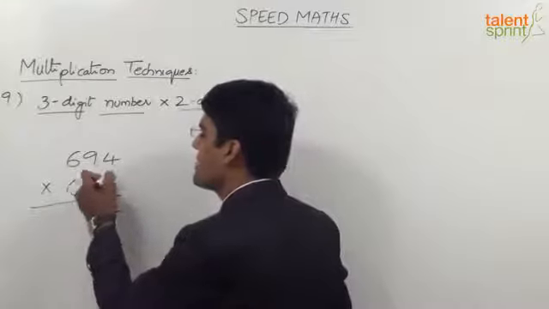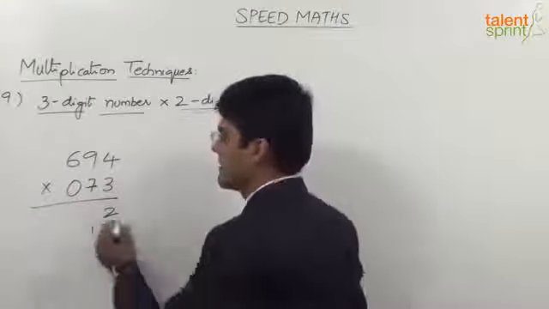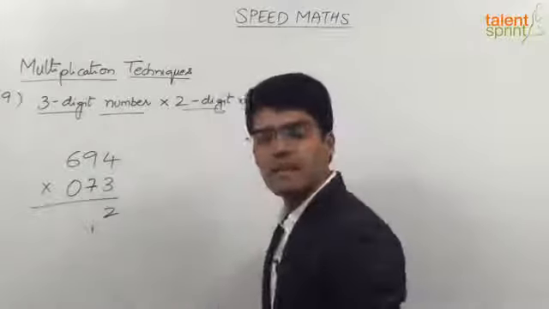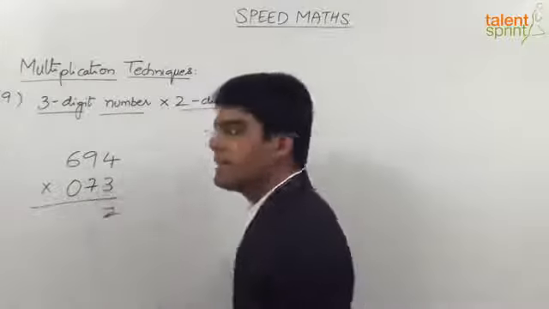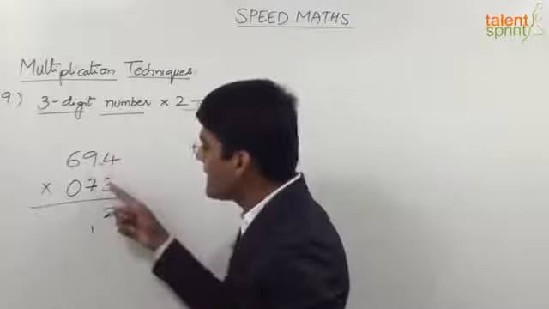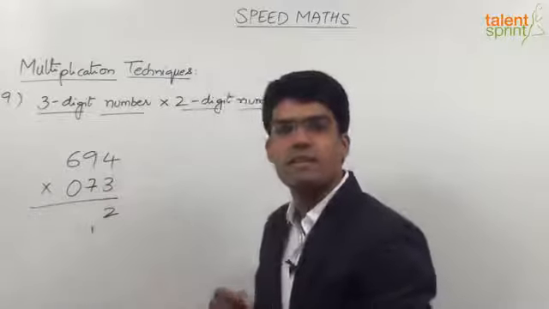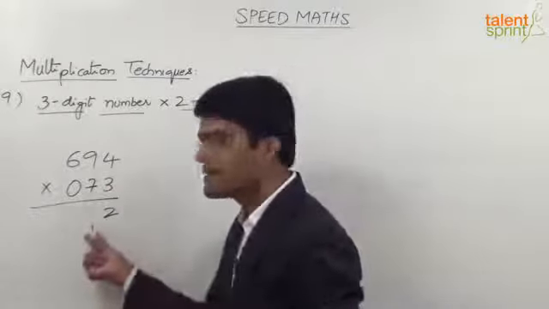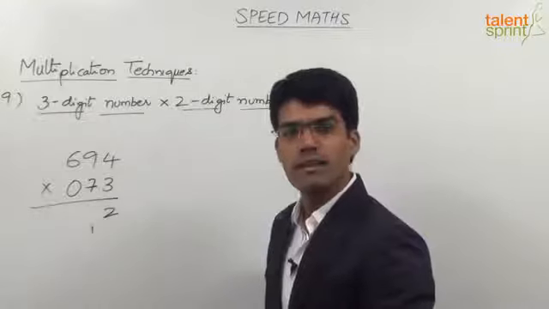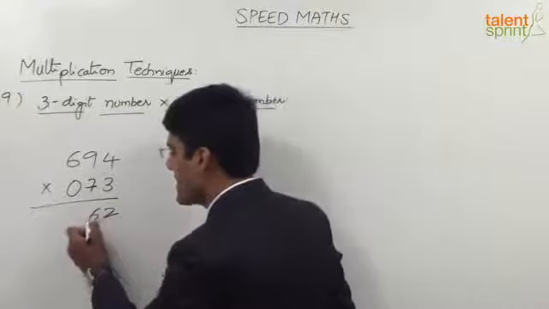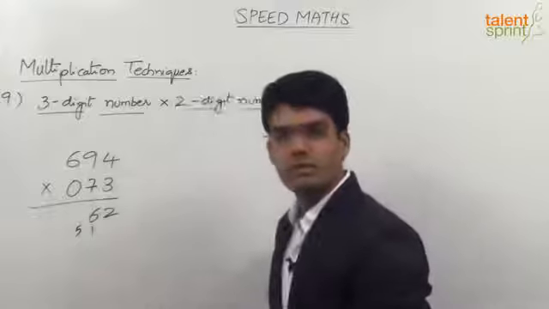Second step is cross multiplication of units and hundreds places. So 9 into 3, 27, and 7 into 4 is 28. 27 plus 28 is 55. 55 and 1 is the carry here. 55 plus 1 is 56. So we take 6 in the answer and now 5 gets carried forward.